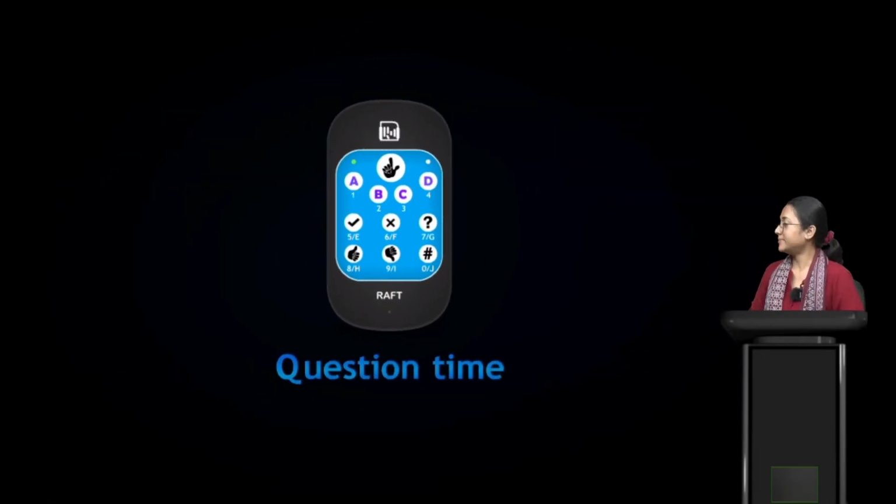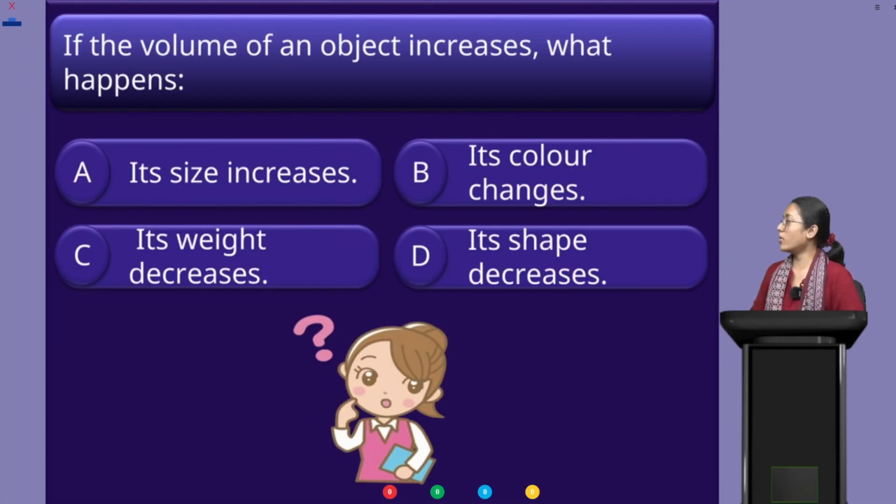Now comes our next question. Let's see. If the volume of an object increases, what happens? Option A, its size increases. Option B, its color changes. Option C, its weight decreases. Or option D, its shape decreases. If the volume of an object is increasing, what happens? Option A, its size also increases. Option B, its color changes. Option C, its weight decreases. Or is it option D, its shape decreases?